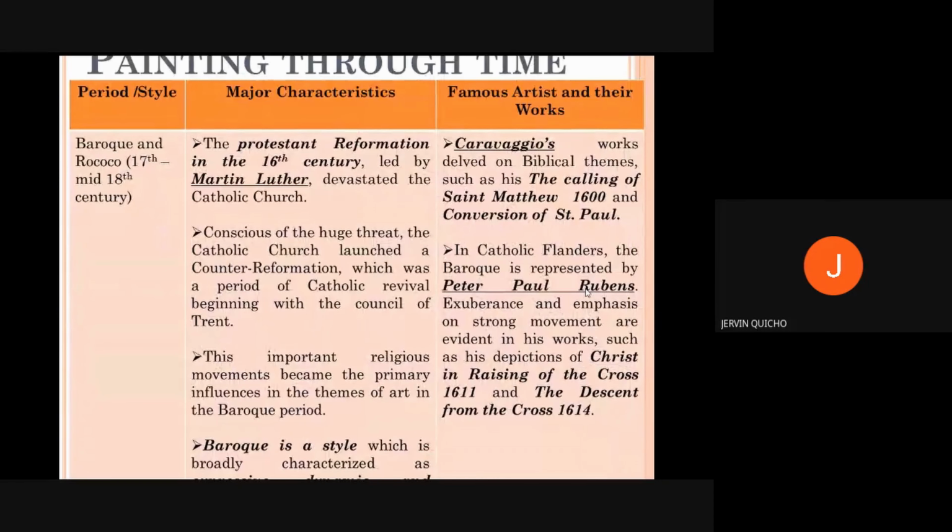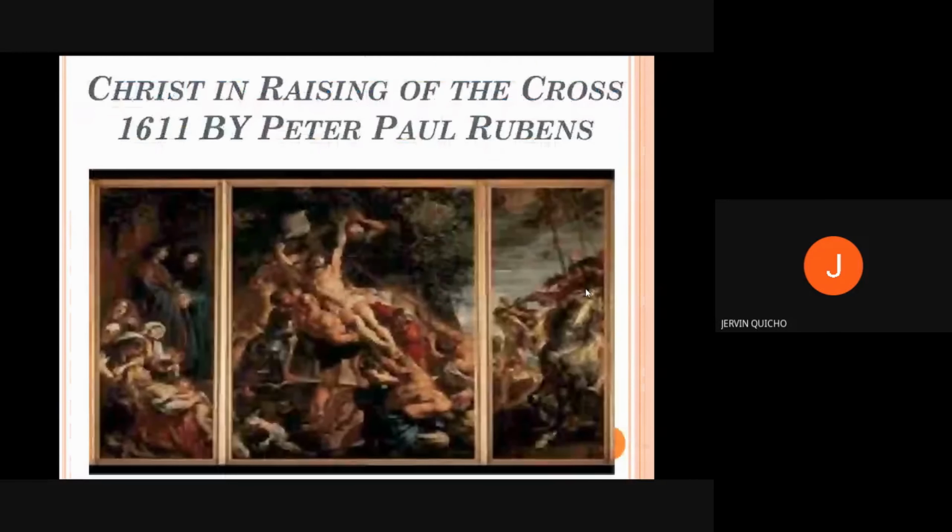Next, what we have more is the Baroque. But before that, we first have the Reformation. There was a Counter-Reformation against Martin Luther during the 16th century, as they wanted to devastate the church. The Catholic Church, as its reform, launched the Council of Trent to oppose that. They created movements portraying the themes of the Baroque period, wherein the style is broadly expressive, dynamic, and restless. That's why we have the Calling of Saint Matthew, the Conversion of Saint Paul, and the works of Paul Rubens, the Raising of the Cross and the Descent from the Cross of Christ. This could be an example of a dynamic, expressive, and restless painting.